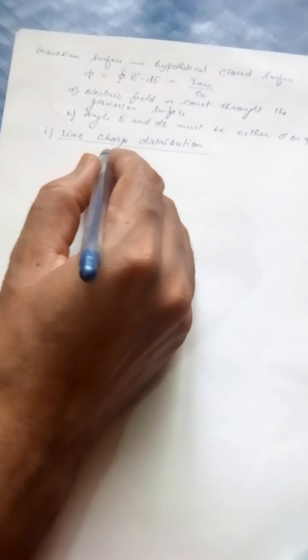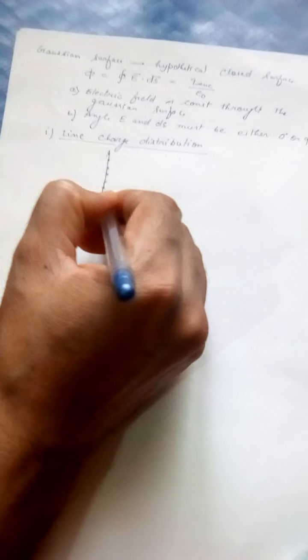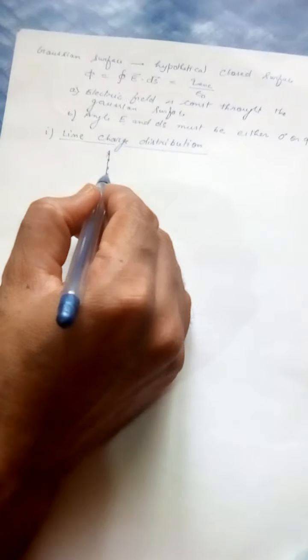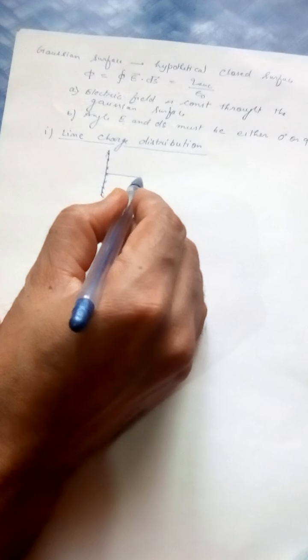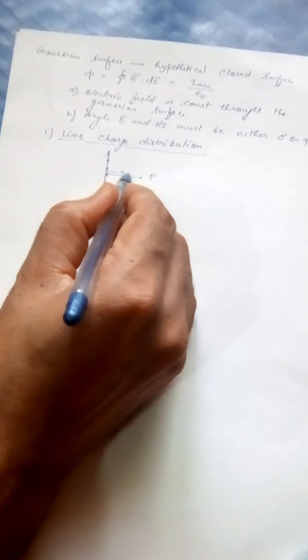I am showing you. First, if I am not using Gauss law, suppose one line is there, it may be infinite, and on the line charge is distributed uniformly. If I have to find the electric field at point P at distance A, can we find it without using Gauss law? Yes, we can find it, but the calculation is very lengthy. Okay, I am showing you.